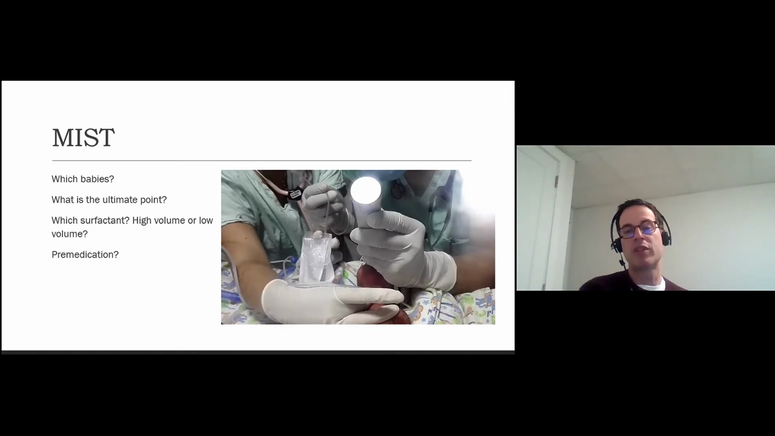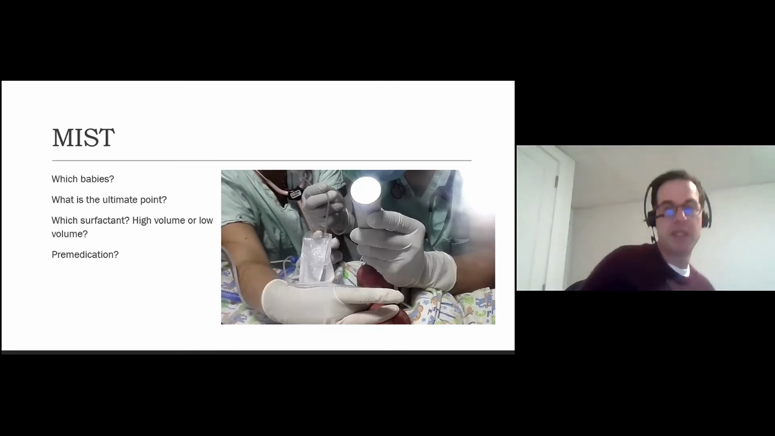And then which surfactant? One might think that you should use, in all cases, Curosurf as a low volume surfactant or another low volume surfactant. However, there has been good research done out of London, Ontario, looking at the use of BLES, which is what we use here in Winnipeg, at 5 milliliters per kilogram. And that was shown using the MIST technique to also be successful.